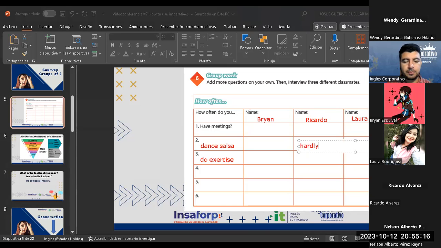Entonces, le puedo preguntar a Laura, how often do you dance salsa? I don't know, Laura. Never. Never. Okay. Me salió rebelde. Okay. But the objective is that you have to ask this question to the three partners. Le vas a hacer estas preguntas a tus compañeros. Entonces, according to the name in the column, you're going to write the answers. Van a escribir las respuestas.